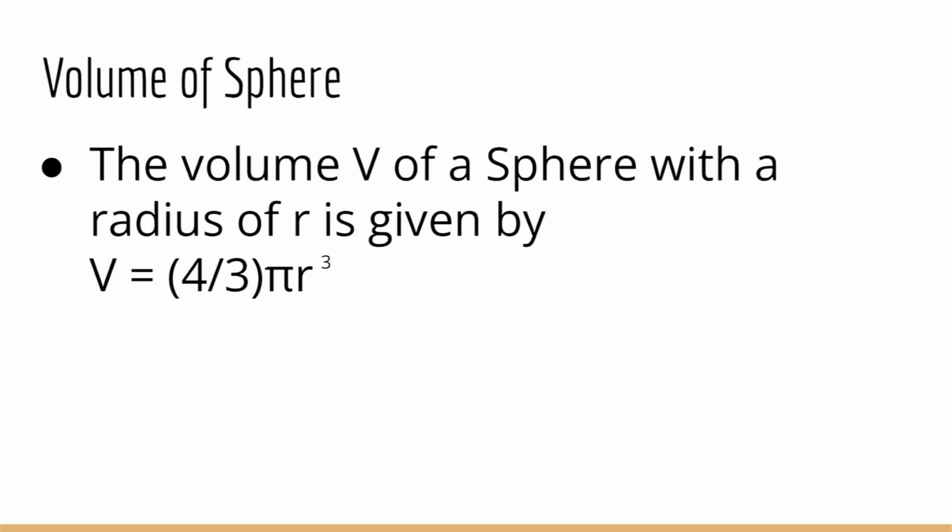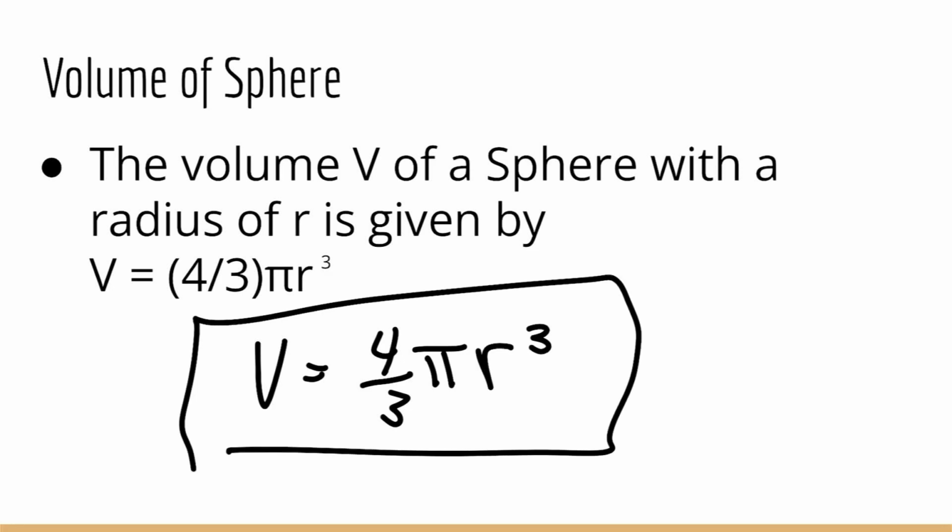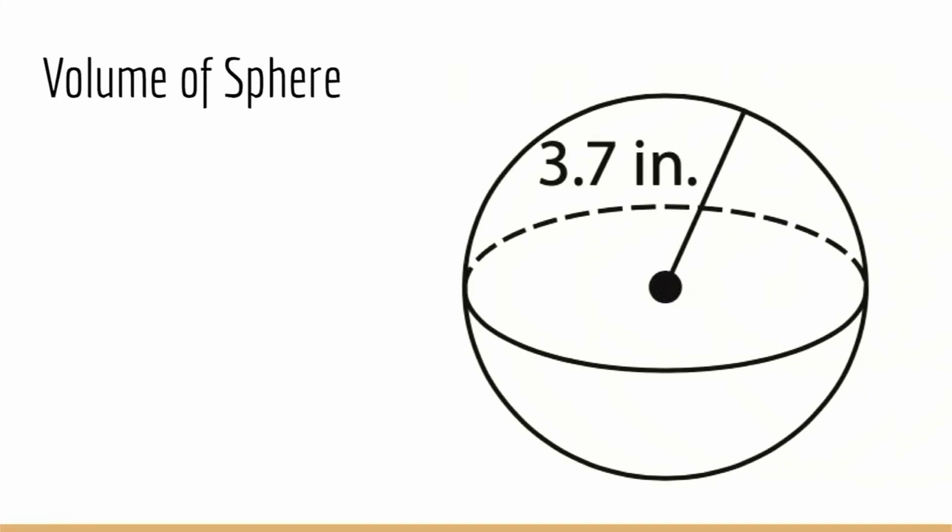Anyways, the way we're going to be finding the volume of spheres is by using this formula. Volume is equal to 4 over 3, the fraction, times pi times radius cubed. All right, volume equals 4 over 3 times pi times radius cubed. The only thing we're going to be using for this formula is the radius, and in this first problem, it already gives it to us.